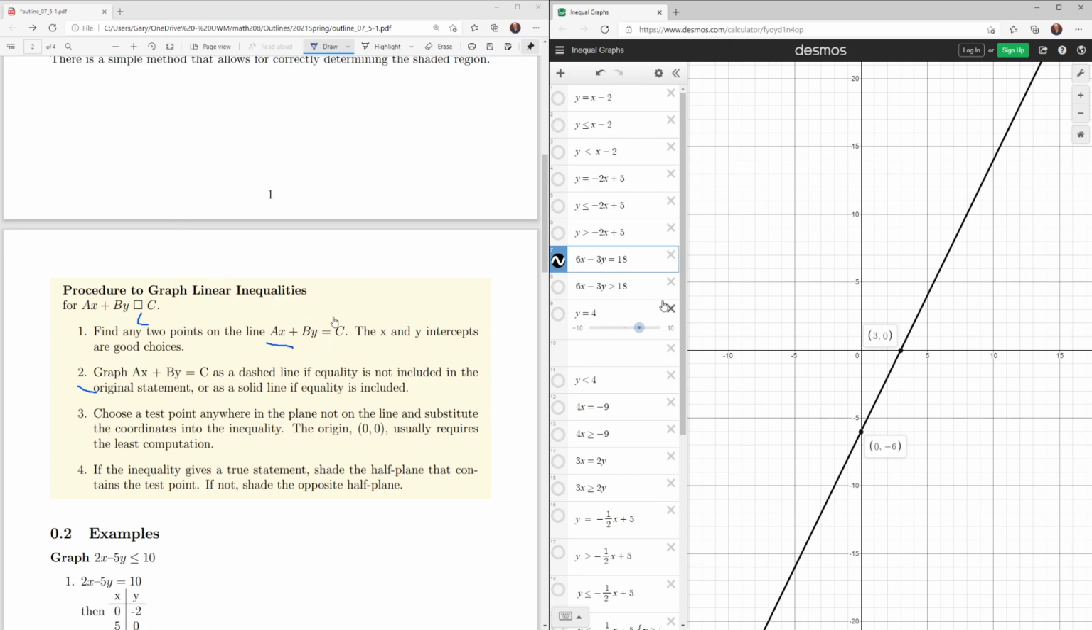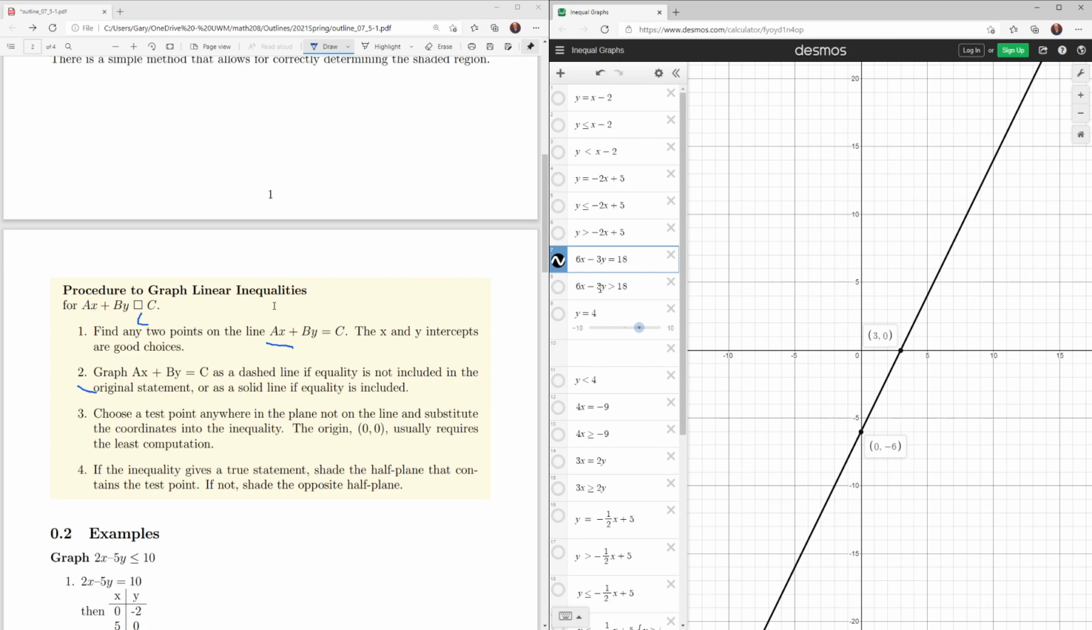Looking at our equation, it's a strictly less than. So this would be a dashed line when we draw it. And I'm pulling that from just below where it's highlighted on the left in that graph. So this is a strictly less than. We would draw this as a dashed line.